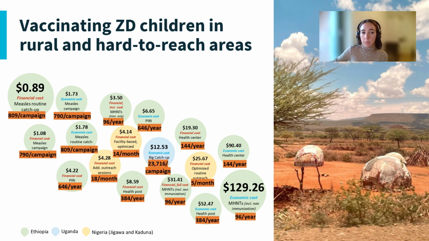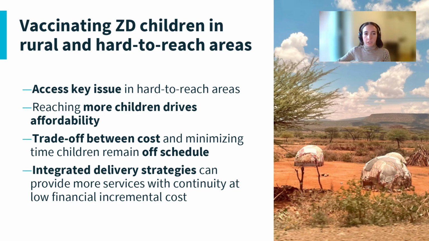So if we overlay the number of zero-dose children reached on these costs, we also see that that is a key driver that explains the variation in costs, with strategies that reach more children also achieving a lower cost per zero-dose child reached. So what we've seen in our review is that in rural and hard-to-reach areas where constrained access to immunization services is the main driver of zero-dose prevalence, catch-up campaign-style delivery strategies such as PIRI reach more children per session and do so at a lower cost per zero-dose child reached.